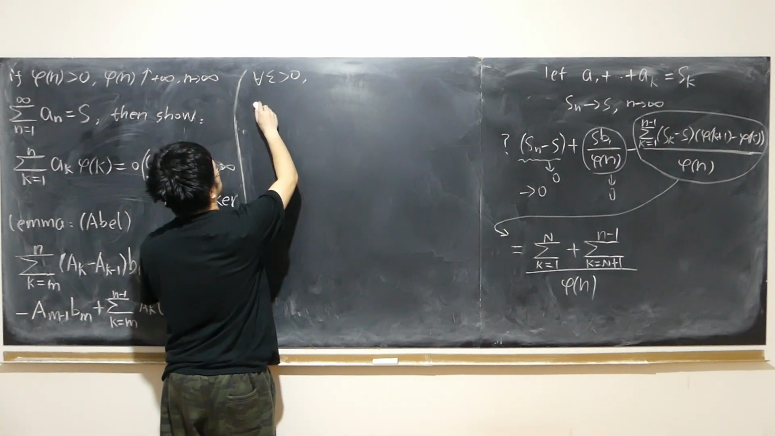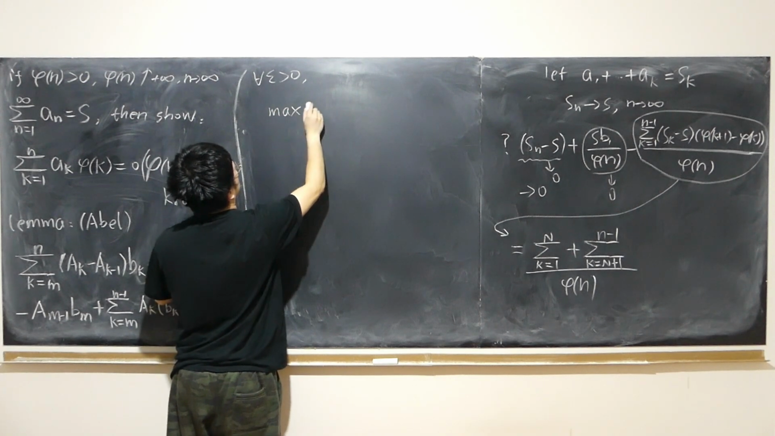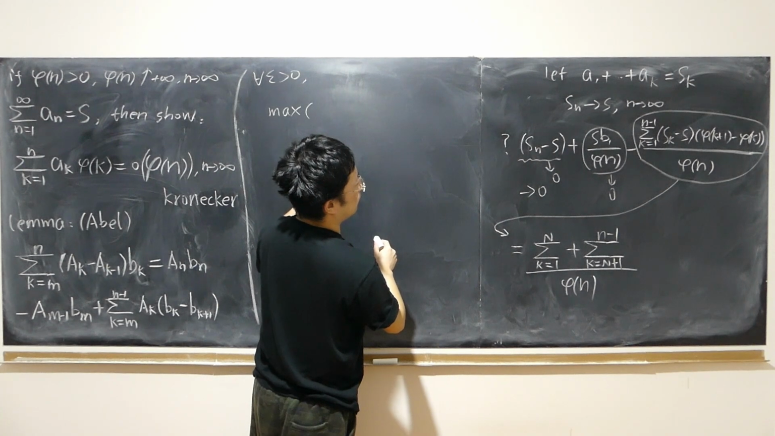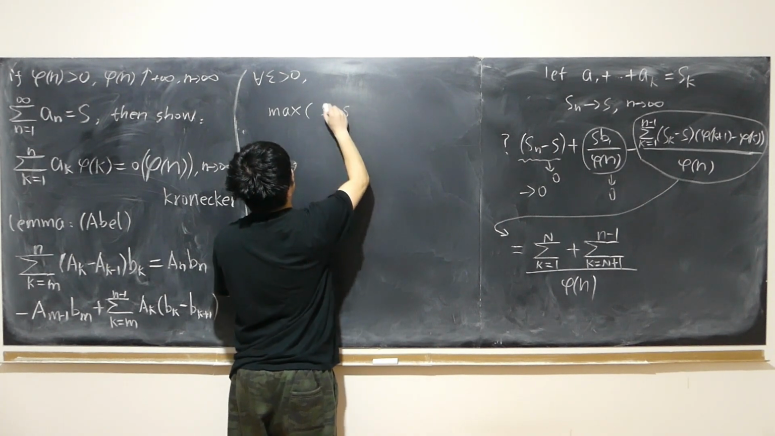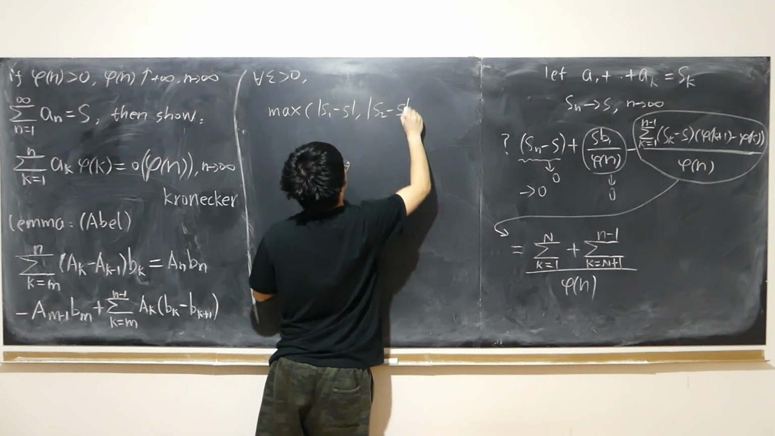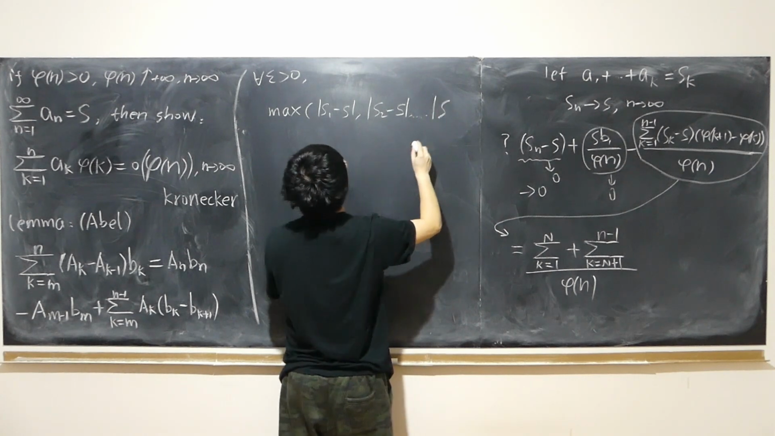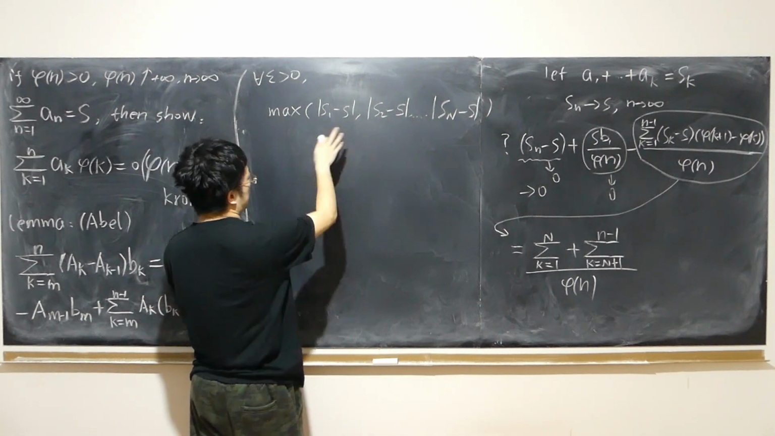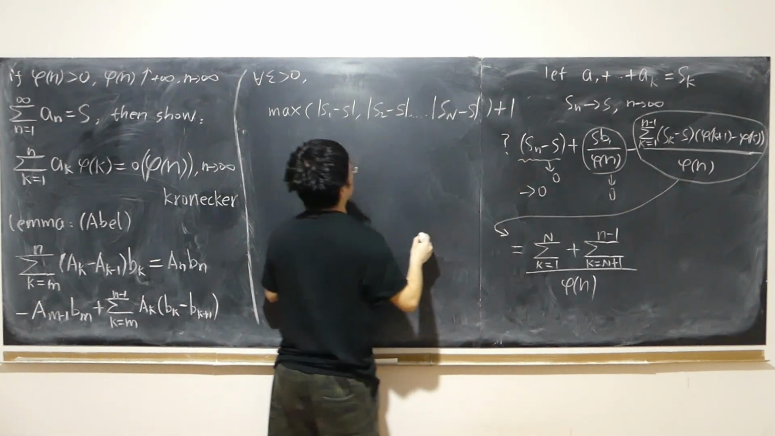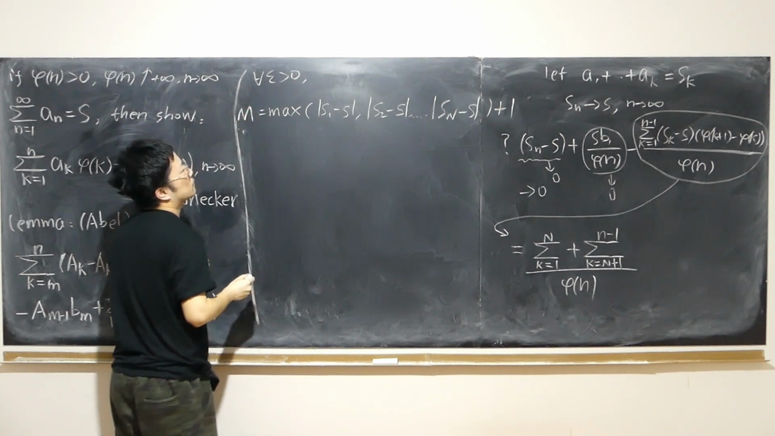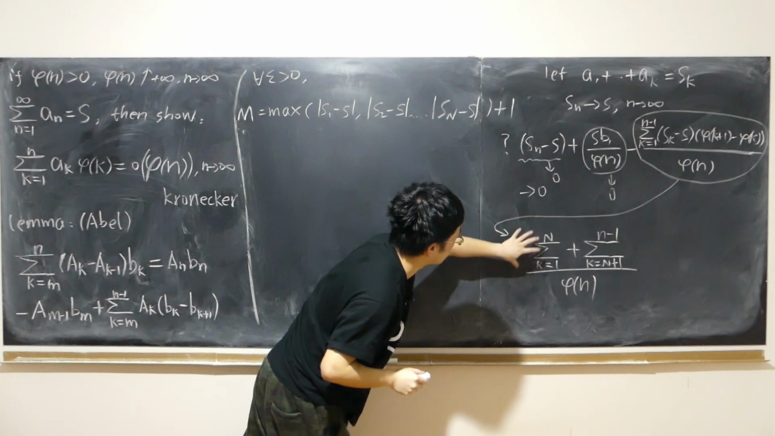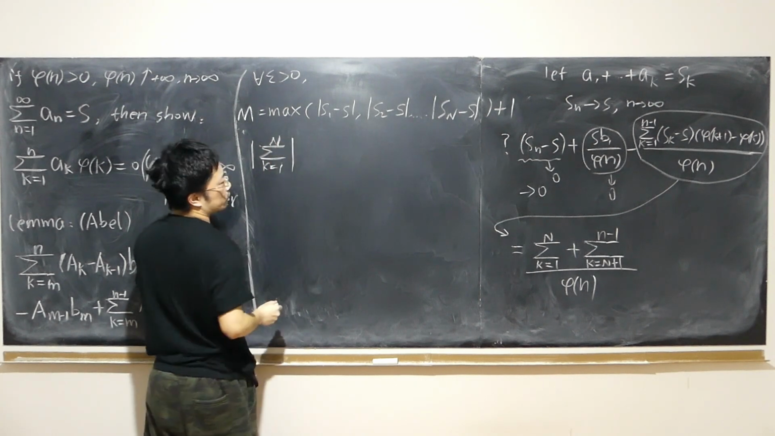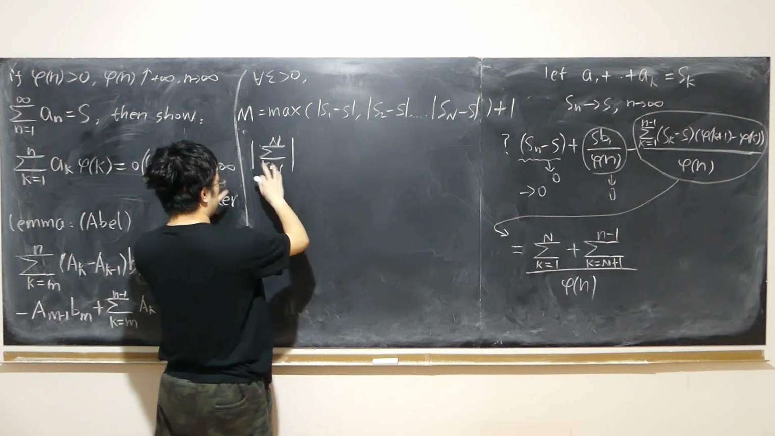So first, let me take the maximum of S1 minus S, S2 minus S, up to S capital N minus S. There is a maximum, because there are finitely many terms. To make sure it's positive, maybe I add 1 and denote it as capital M. So if I put an absolute value of this sum, k goes from 1 to capital N, can it be small enough?